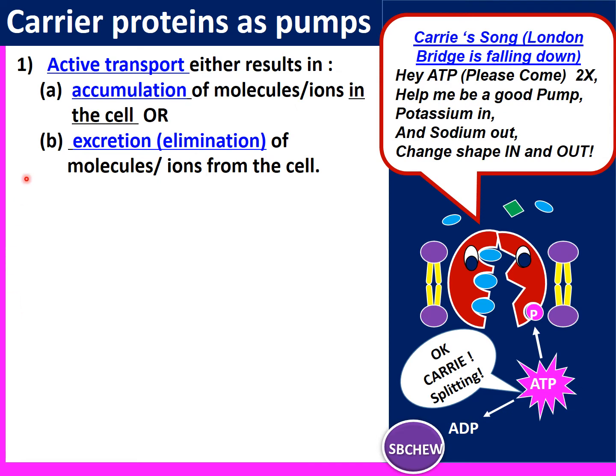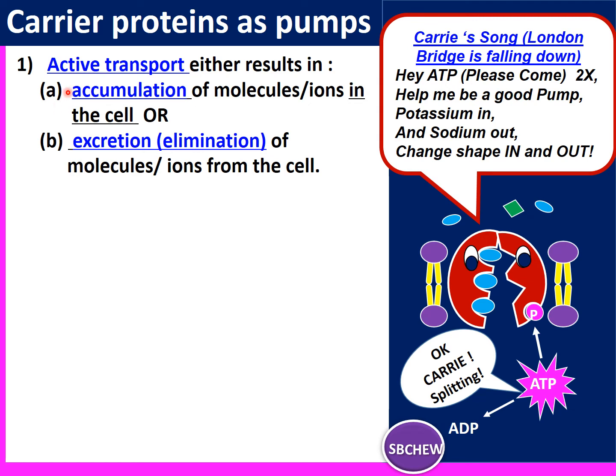Let's talk about the term carrier protein and how they are associated with pumps. Active transport actually results in either the accumulation of molecules in the cell or the excretion or elimination of molecules or ions from the cell. So in active transport of a substance, there is no dynamic equilibrium achieved where both the region inside the cell and outside the cell has the same concentration of that molecule X, for example.